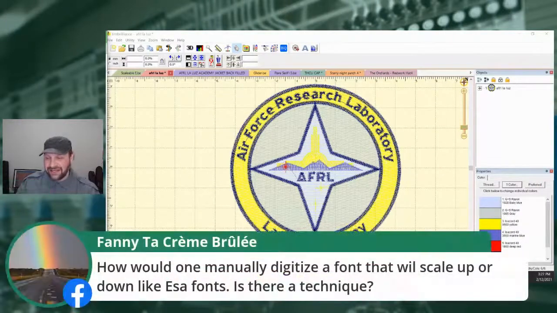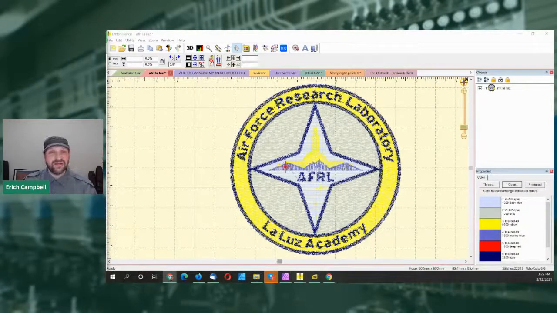So yeah, that's true. And then Fanny says, how would you manually digitize a font that will scale up or down? Is there a technique? Certainly there is. There are some assumptions you have to make for that, and we'll talk about that briefly. There are some assumptions you have to make about maximum and minimum size. And this is how we get into how we're looking to make something versatile. We'll talk about sequencing in just a second, but let's talk about scale and size first.